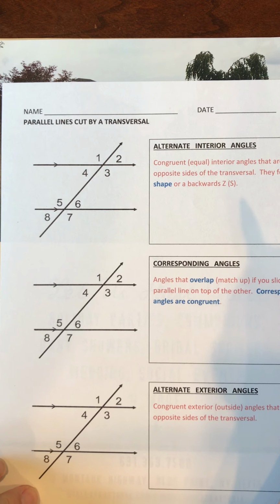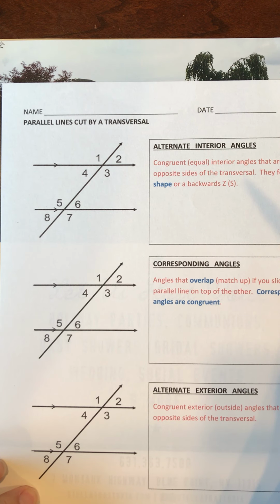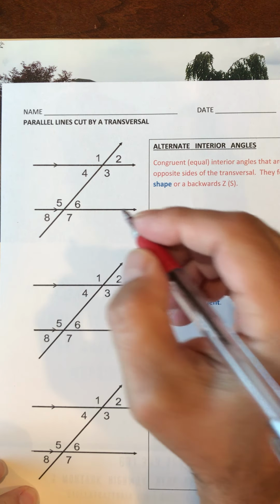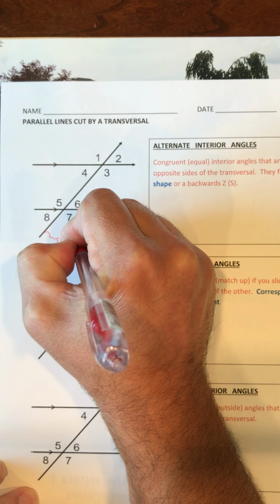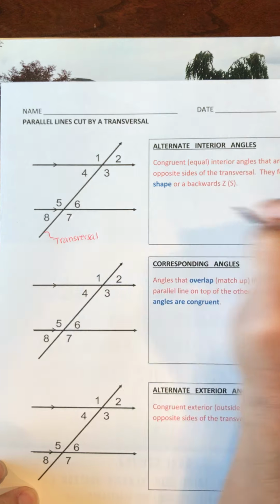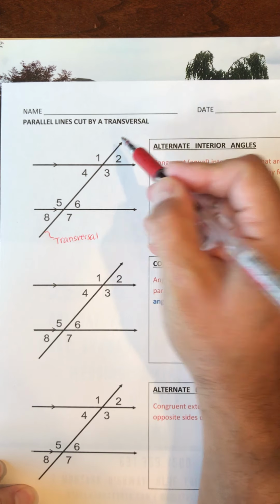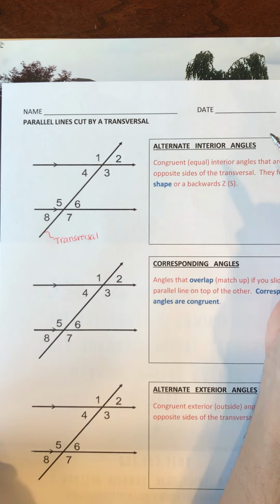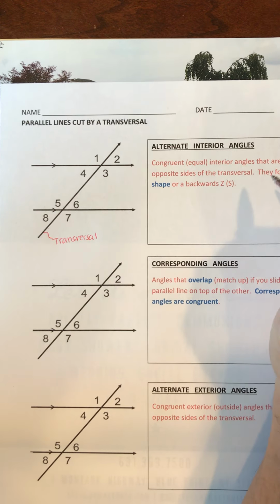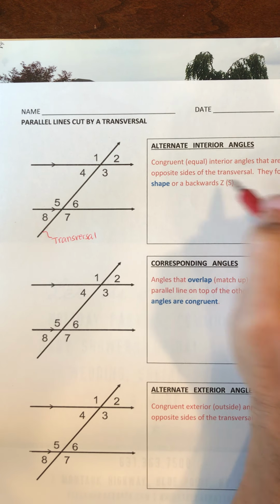Working with parallel lines cut by a transversal creates a whole number of different angle relationships. Just so we're aware, the line that cuts through the parallel lines is called the transversal. So when you see me refer to the transversal, it's this line that cuts through the two parallel lines. If you need to, pause the video so that you can jot down these angle definitions.